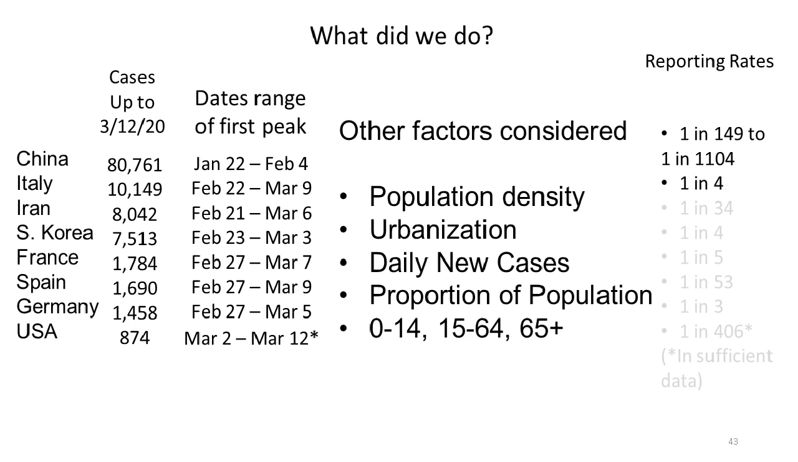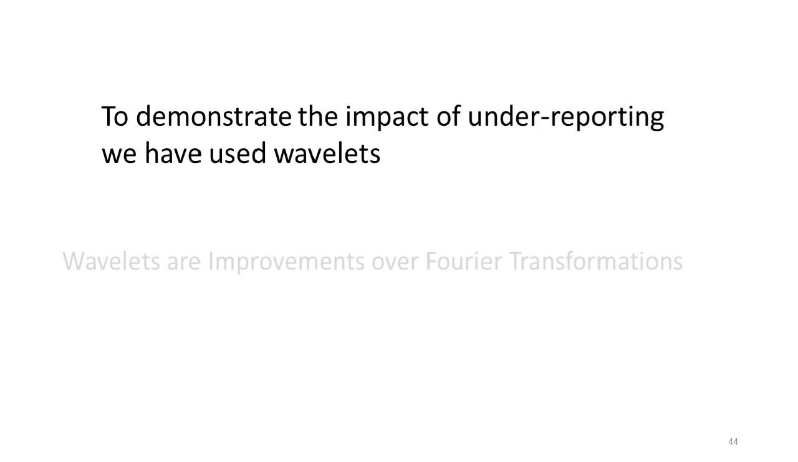For Italy, you see 1 in 4. That means out of 4 cases in the population, 1 was detected during this time period, during the date range, and 1 in 34 in Iran, 1 in 4 in South Korea, 1 in 5, 1 in 53 in Spain, 1 in 3 in Germany, and 1 in 406 in the US. But the data in the US, as I mentioned, is not sufficient because the first peak had not arrived by then, and we just tried to recalculate later for the US data.